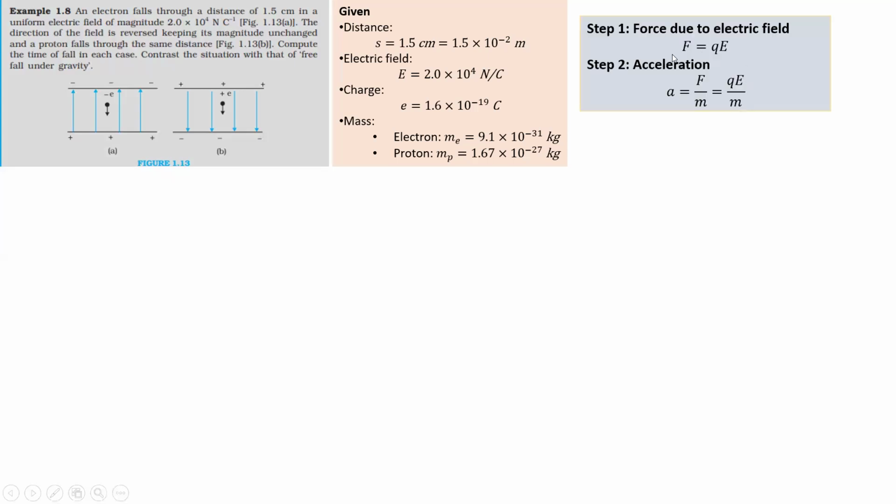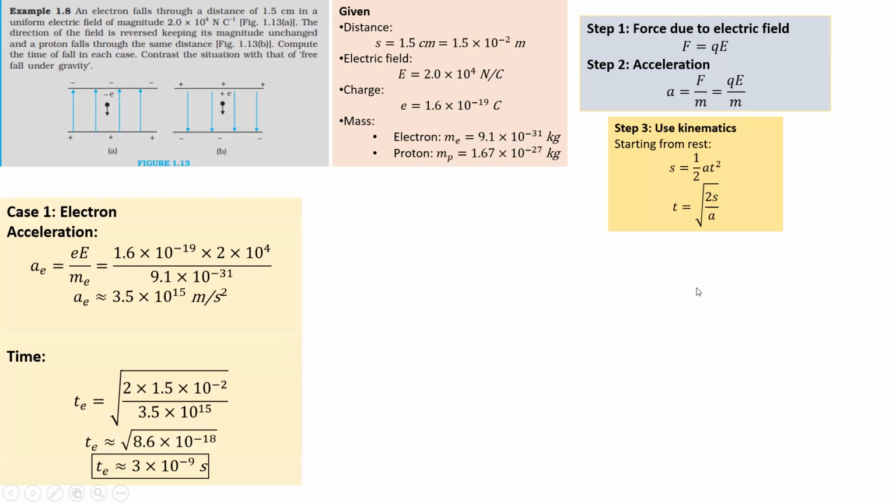Now, the first step is: what is the expression for force? Force in the case of an electric field, F equal to charge times electric field. According to Newton's second law, F equal to ma. If we equate those two, acceleration a becomes F by m, or a equal to qE by m. Now, how to find the time? We'll use the second equation of motion, s equal to ut plus half at square. Initial velocity is 0, therefore s equal to half at square, or time t equal to root of 2s by a.